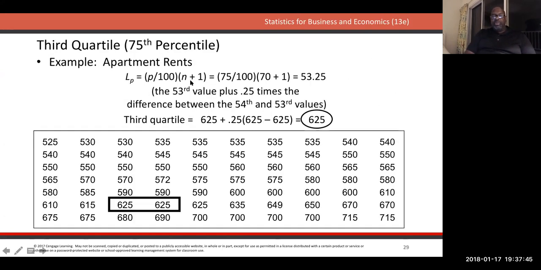So in terms of quartiles, if we wanted the third quartile, this is an example looking at the third quartile, so that's the same as the 75th percentile. We multiply 75 over 100 times 70.1 to give us 53.25, which means it is the 53rd number plus 25% of the difference between the 53rd number and the 54th number. Well, there's no difference between those two, so 25% of no difference is no difference. So therefore, our number will also be 625.